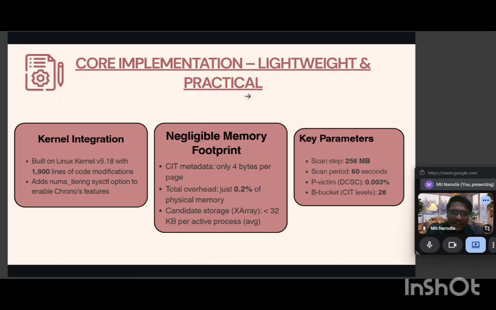So my friends already explained the design of Chrono. Now I will explain section 4, which is all about how they actually made it. The main thing to understand is that Chrono is very practical and very lightweight. It doesn't use lots of resources.